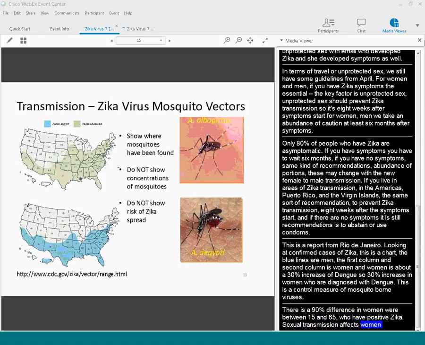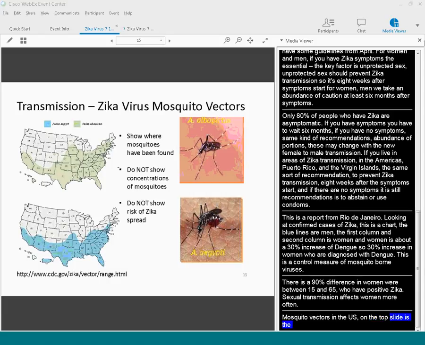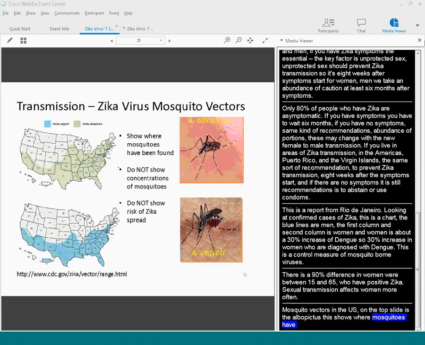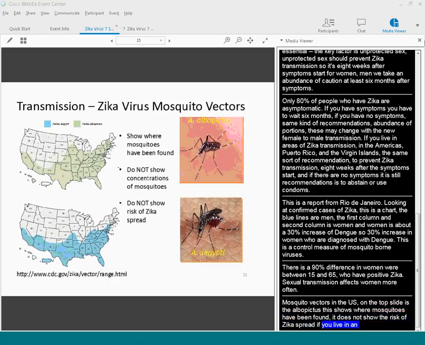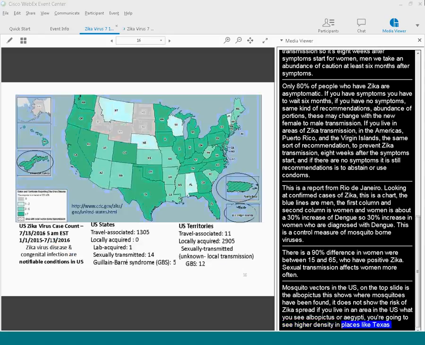So mosquito vectors in the U.S., on the top slide is the Aedes albopictus. This really shows, importantly, where mosquitoes have been found or trapped. They don't show the concentration, nor do they show the risk of Zika spread. So if you live in an area in the U.S. where you see Aedes albopictus or Aedes aegypti, you're going to see higher densities in places like Texas, California, and Florida. But we do not have local transmission.